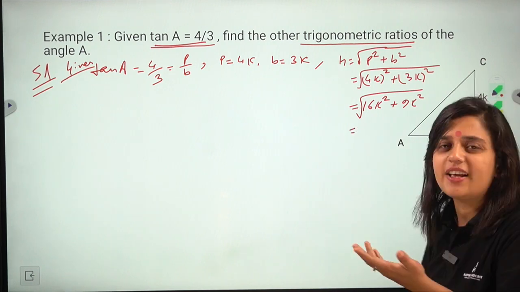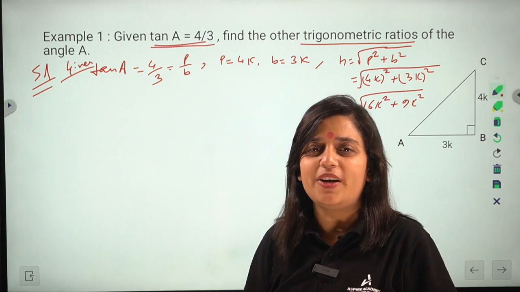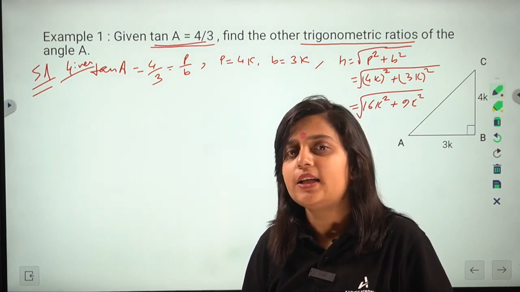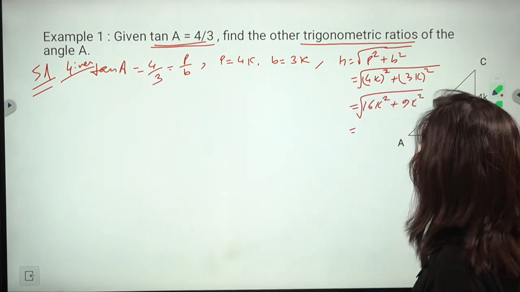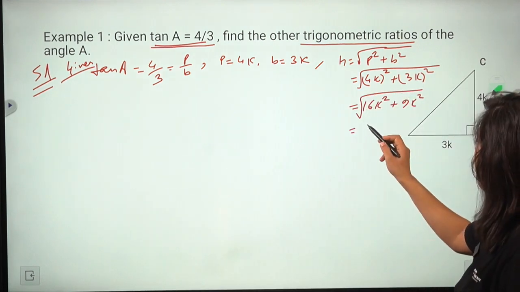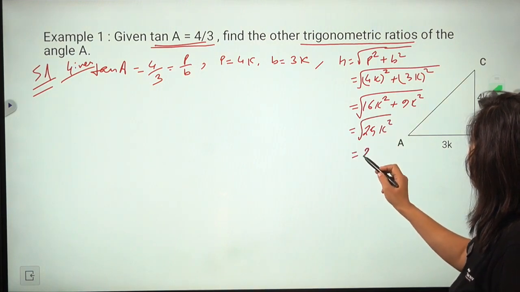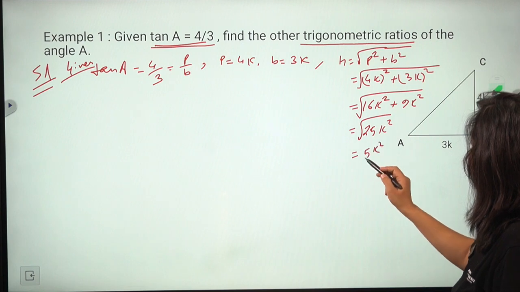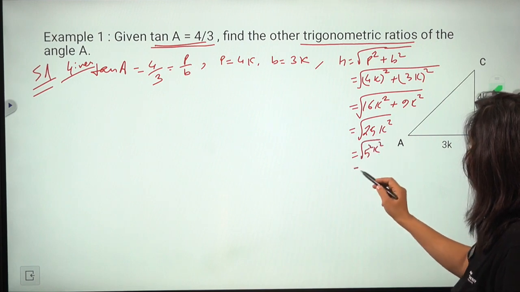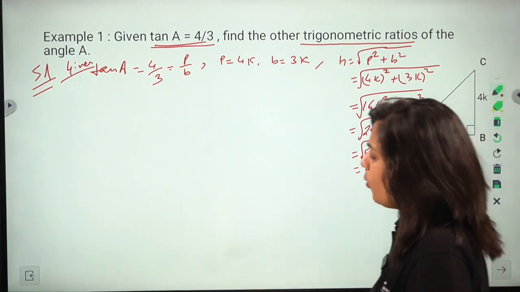We know H will be 5, because we know the Pythagoras triplet 3, 4 and 5. But this is not a 1 mark question, so we have to write it out. We have to find root of 25K square, 5 square K square, that will be 5K. Clear?